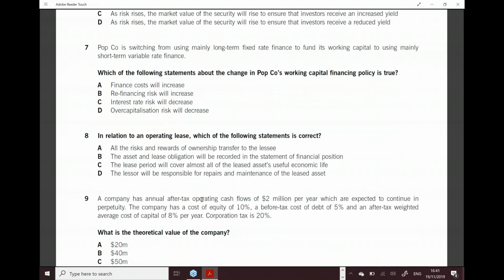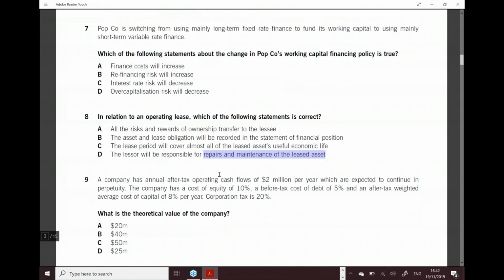In relation to an operating lease, which is the following? An operating lease is different to a finance lease. All the risks and rewards of ownership are transferred to the lessee? No, that's a finance lease. The asset and lease obligations will be recorded? No, that's only in a finance lease. The lease period will cover almost all of the asset's economic life? No, that's a finance lease, not an operating lease. So your correct answer is answer D, because in an operating lease, the lessor is the one who does the maintenance. The lessee just uses it.